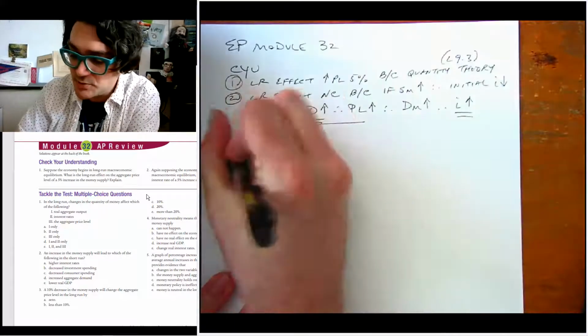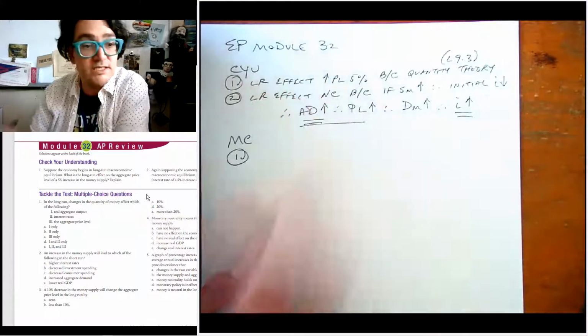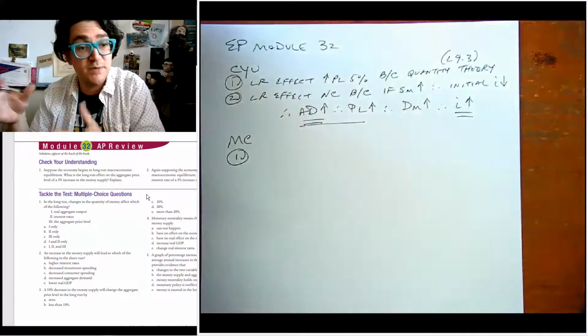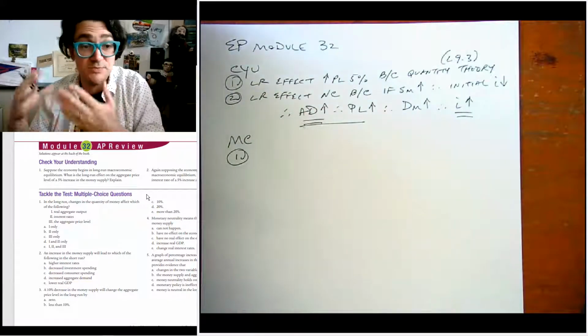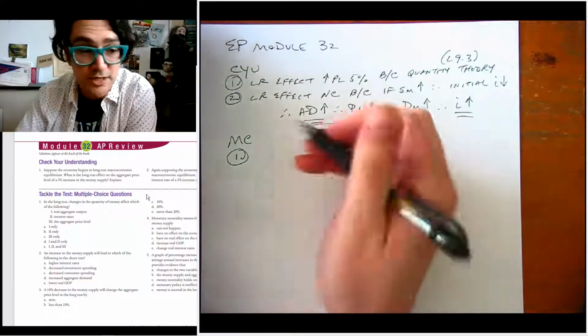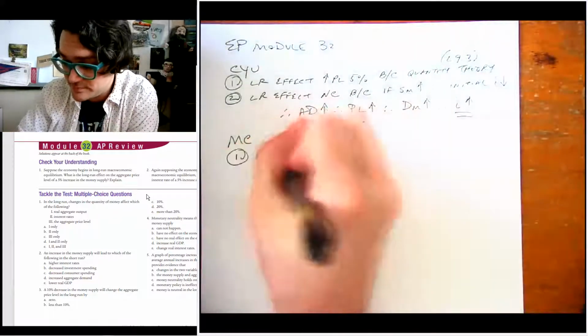Then let's take a look at these multiple choice questions. Question number one says, in the long run, changes in the quantity of money affect which of the following? Well, I just said they don't affect output, they don't affect interest rates, but they do affect price levels. So 3 only, that's C.